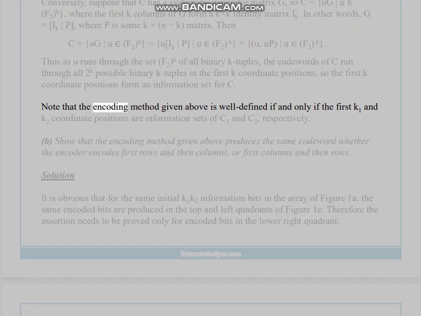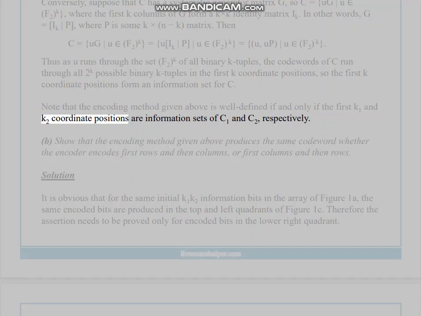Note that the encoding method given above is well defined if and only if the first K1 and K2 coordinate positions are information sets of C1 and C2, respectively.